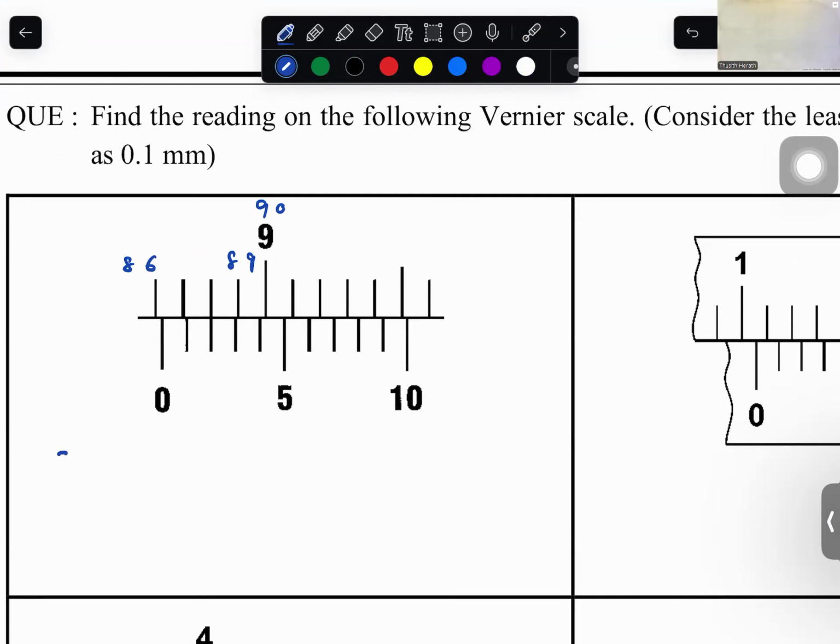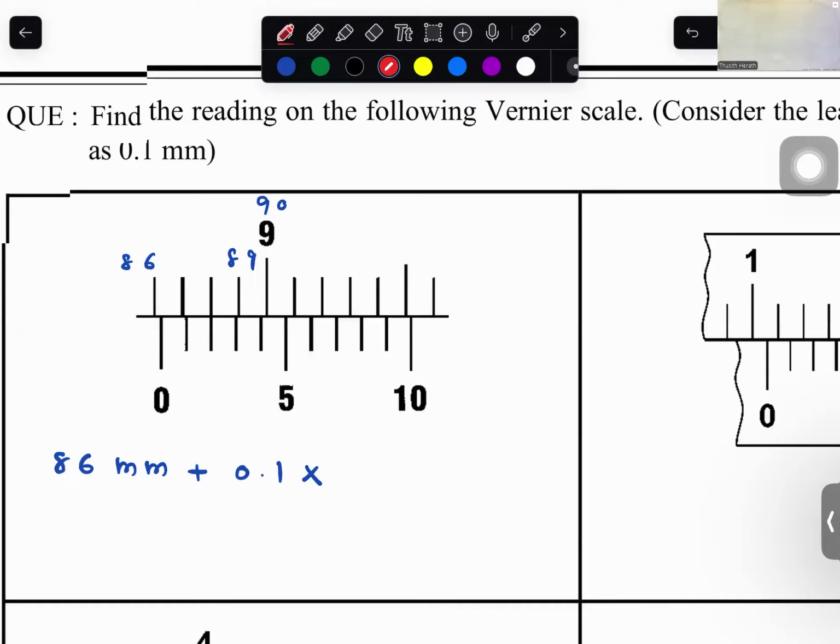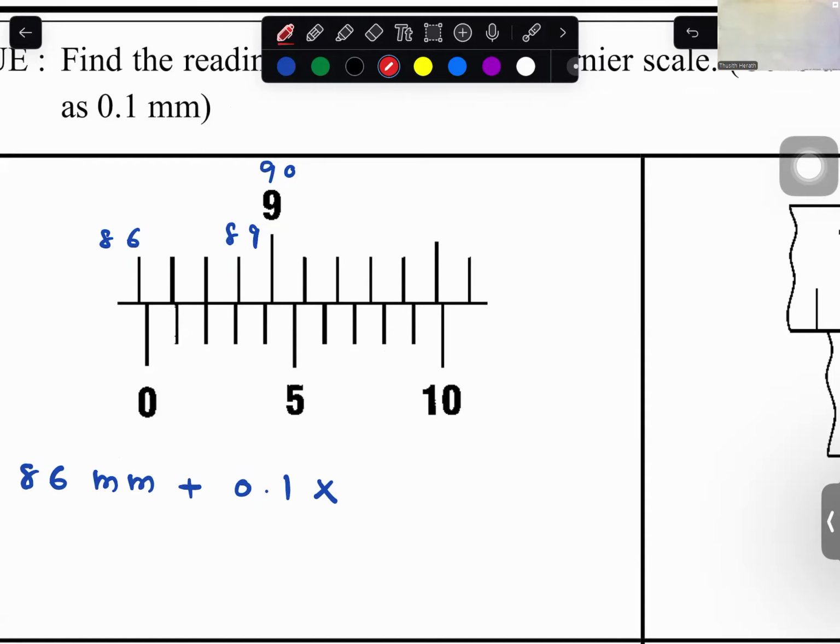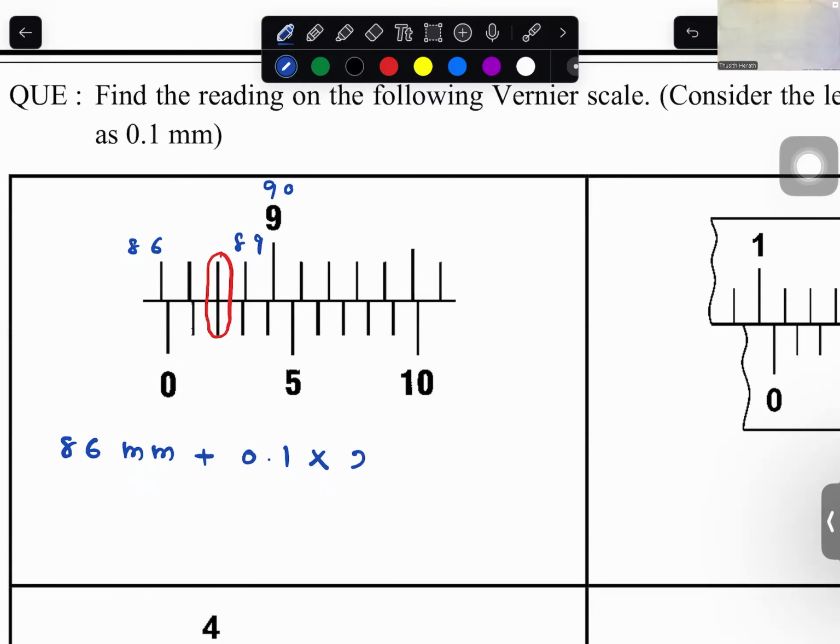So it means 86 millimeters are given by the main scale plus 0.1 into what is the Vernier scale line which coincides with the main scale line. Let's see. 0, 1, 2. Yeah, here. Here's the line. You can see clearly, right? Here's the line. So 0.1 into 2 means the answer is 86.2 millimeters. 86.2 millimeters. Very simple, right?